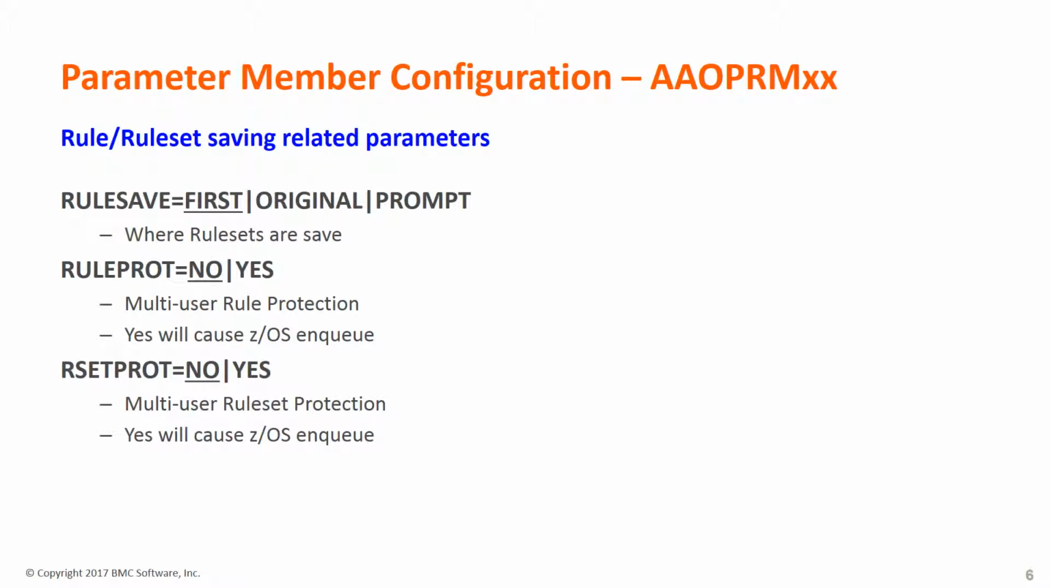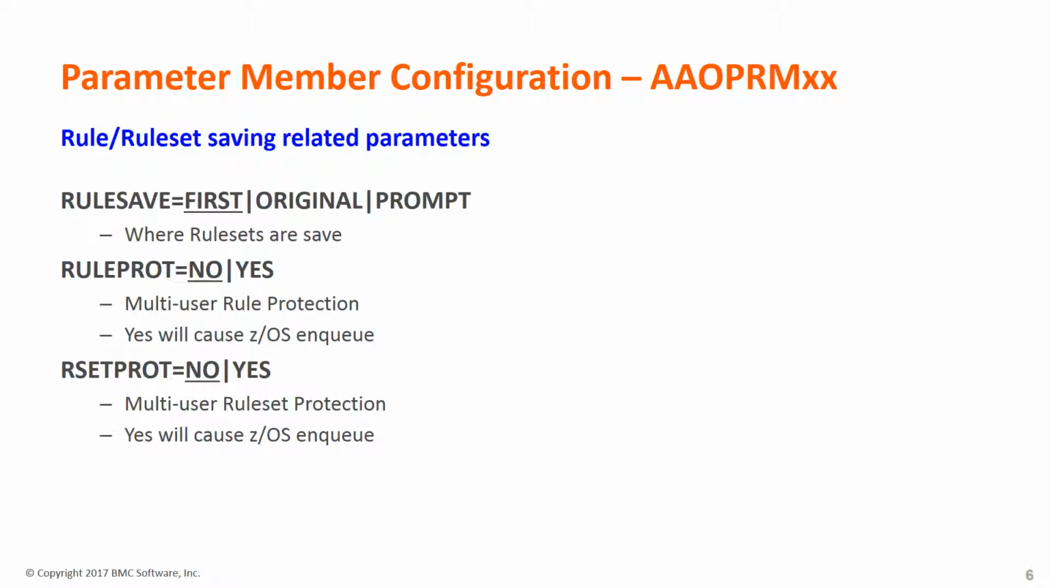Now let's take a closer look at another important PARM member, AAOPRMxx. We have several parameters we can specify in there, so we're going to break them out into different areas. The first regards how you want to do your rule set management. You can specify rule save equals first, original, or prompt, and what that indicates to Auto Operator is where you want this rule to be placed in the rule set when you save it.